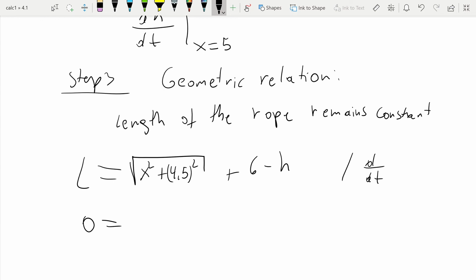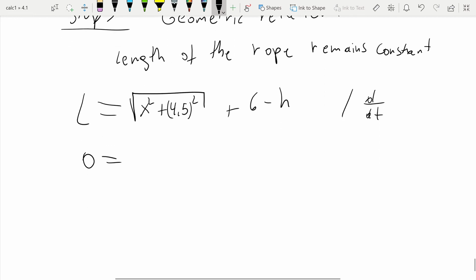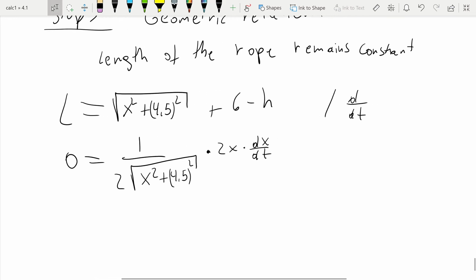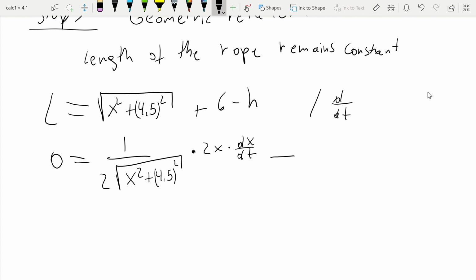And what do we do here? We apply the chain rule. So we apply the chain rule for the first term, and we get 1 over 2 times the square root of x squared plus 4.5 squared, times the derivative of what's inside, which is 2x, and that's a derivative with respect to x. But we're taking derivatives with respect to t, so we need to multiply times dx/dt now. So the derivative of x with respect to t. And then from here, we take the derivative also of 6, which is 0, and minus dh/dt.